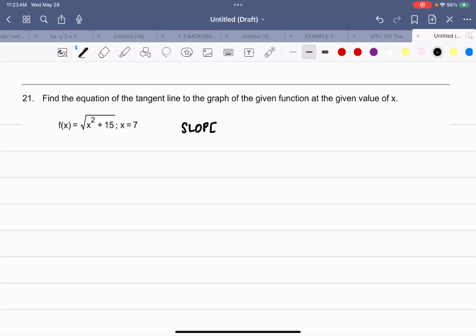You'll remember from other algebra classes that slope is m, and there's a formula for it, but it's also going to be f prime of 7. So we've got to find our derivative of this, since we're not finding the slope between 2 points, we're finding the slope at a certain point on a function. So the first thing I'm going to do is rewrite my function. Every time you see a square root, you're going to write it with a 1/2 power.